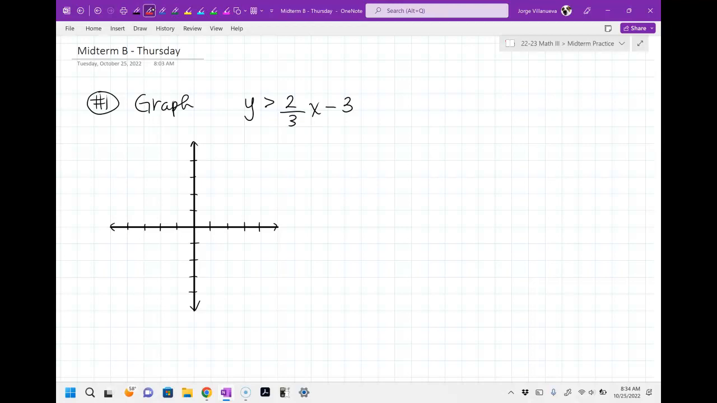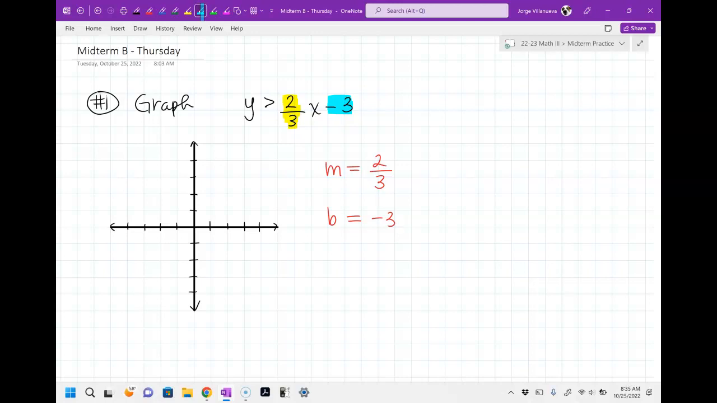Now remember, you graph this just like any other function. If you look at your main function here, y greater than 2/3 x minus 3, you should notice that your slope is 2/3 and your y-intercept is -3. That comes from here. That's the 2/3, and the minus 3 is right there. So all you have to do is put those values on your graph.